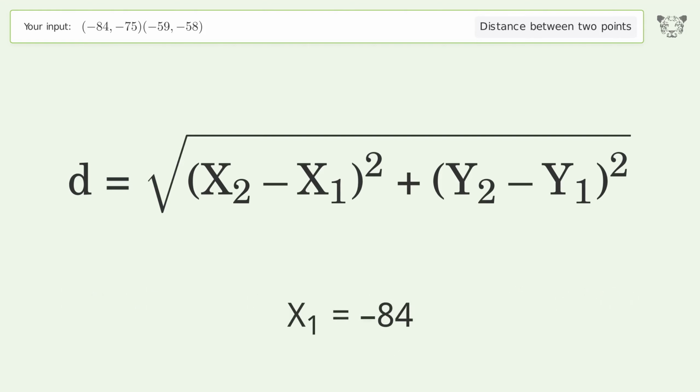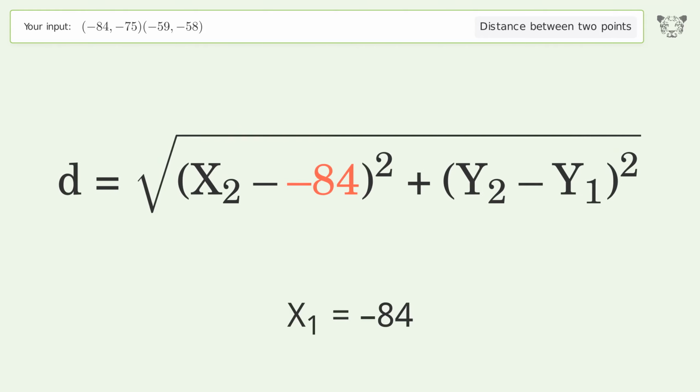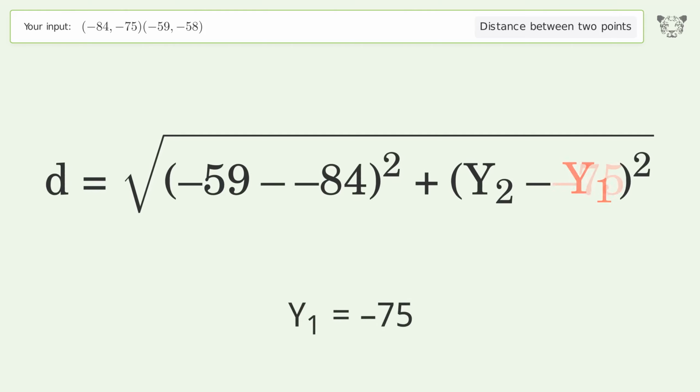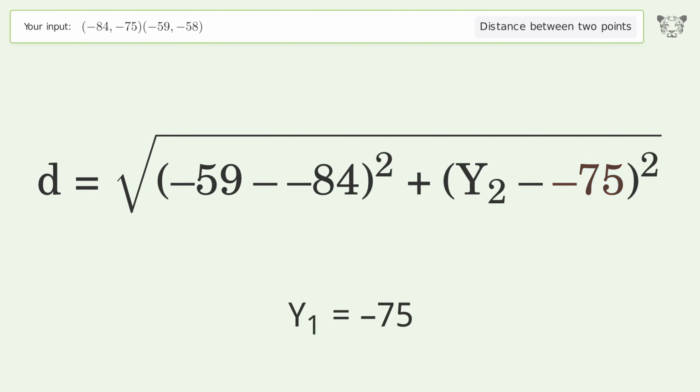x1 equals -84. x2 equals -59. y1 equals -75. y2 equals -58.